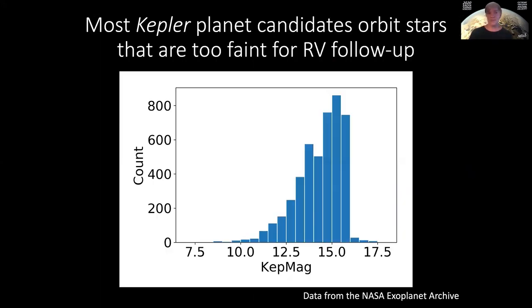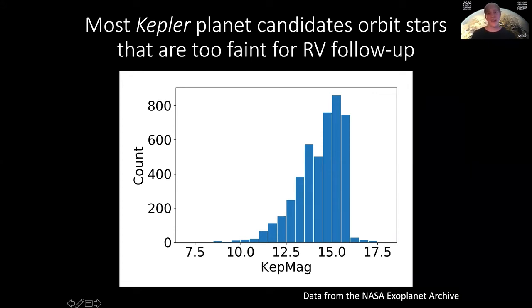This histogram shows you the brightness in Kepler magnitude, which is similar to V magnitude, for planet candidates found by Kepler. And you can see that it goes from relatively bright stars with magnitudes of 7.5 to 10 to 12, all the way to faint stars. And there's a giant drop off right here because then they got kind of faint and people didn't want to target them with Kepler anymore.